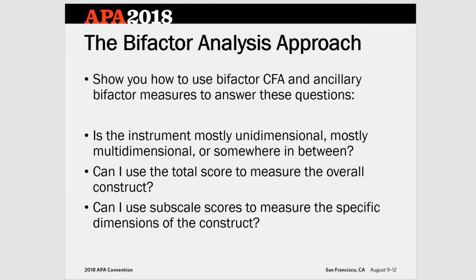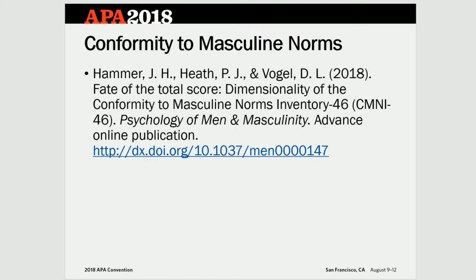The bifactor analysis approach: in this talk, I will briefly give you a glimpse of how you can use it alongside ancillary bifactor measures to answer questions like the following. Is the instrument mostly unidimensional, multidimensional, or somewhere in between? Can I use the total score that this instrument supposedly produces to accurately measure the overall construct? And likewise, can I use subscale scores to measure the specific dimensions of the construct that they're supposedly measuring?